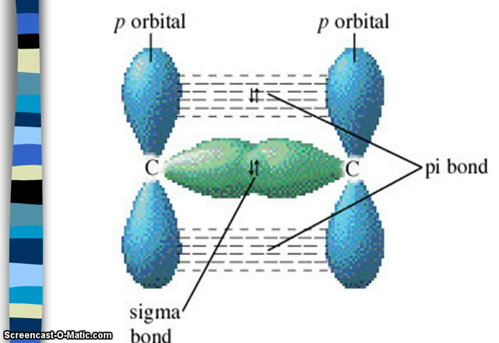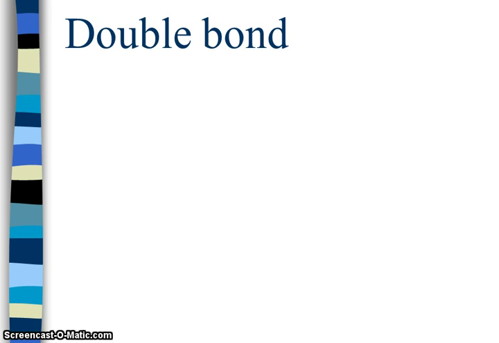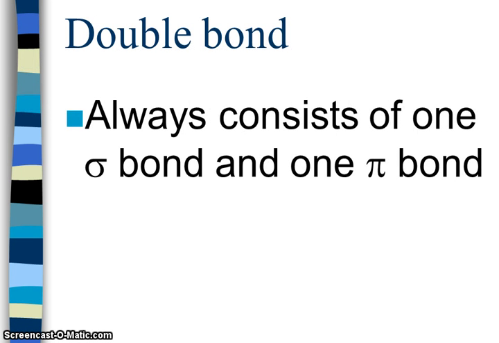That's our sigma bond. But the unhybridized p orbitals for each carbon are also capable of sharing a pair of electrons above and below the plane of those carbon atoms. And that gives us what we call a pi bond. So we're looking at what's referred to as a double bond. A double bond consists of one sigma bond and one pi bond.